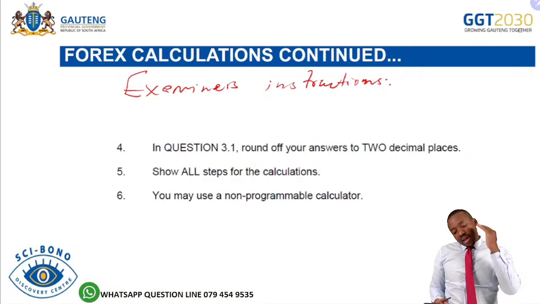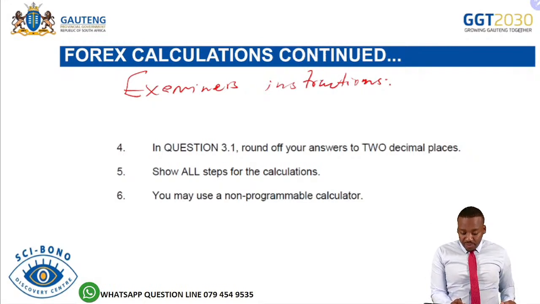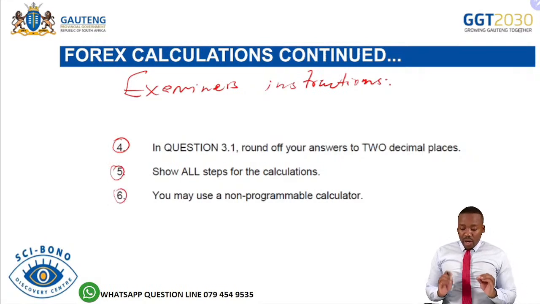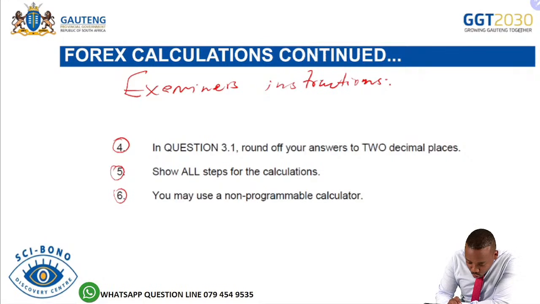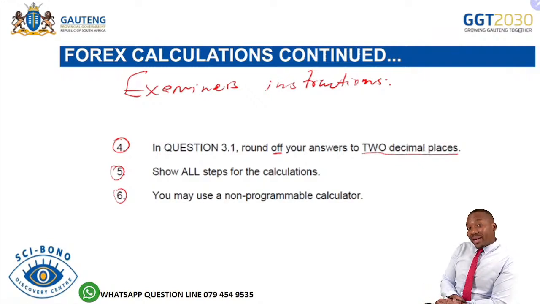Learners always skip this, and they do not change. This will be obvious, instruction 4, 5, and 6. Look at what they are doing. Remember I said, where will you be doing foreign exchange calculations? On your question 3. They are saying in question 3, round off your answers to 2 decimal places. So this is what learners skip.